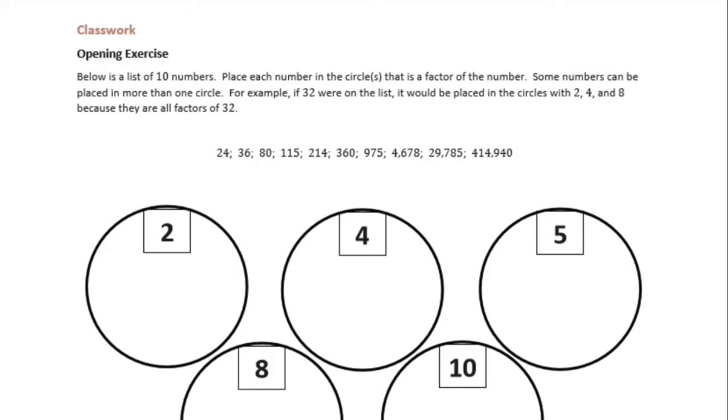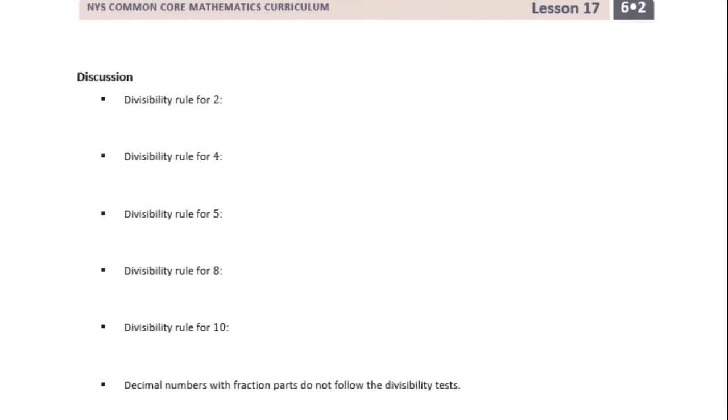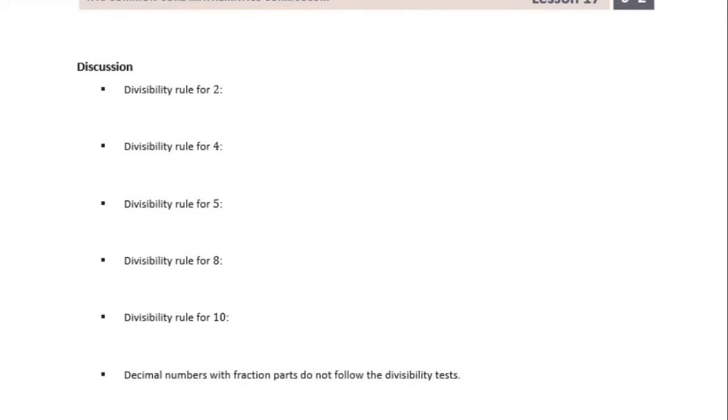For example, if 32 were on the list, it would be placed in the circles with 2, 4, and 8 because they are all factors of 32. Okay, so before we do this, I think it makes more sense to go down here to the discussion part and go over the divisibility rules for each number.